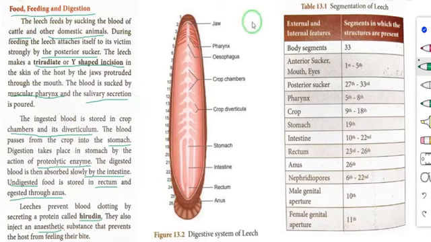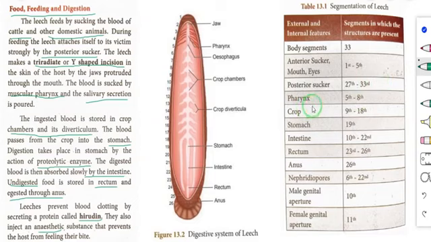The next one is segmentation of leech: external and internal features, and the segments in which the structures are present. Body segments, totally 33 segments are present. First itself we have seen. Then the anterior sucker, mouth and eyes are located in the first to fifth segment. Posterior sucker, 27th to 33rd, last.